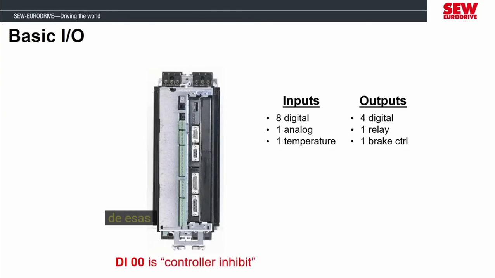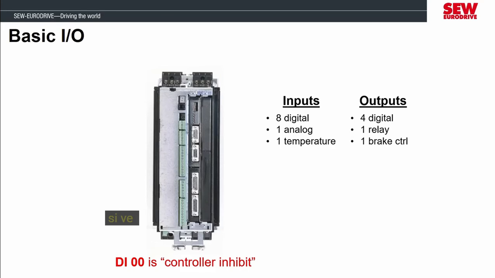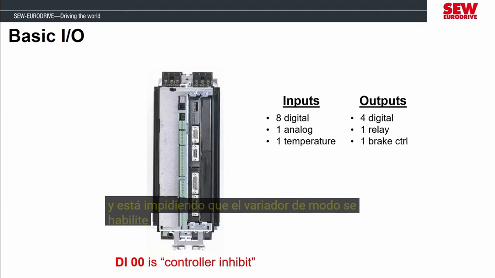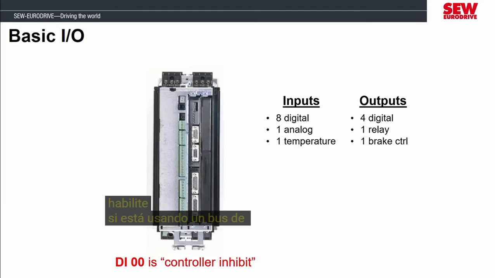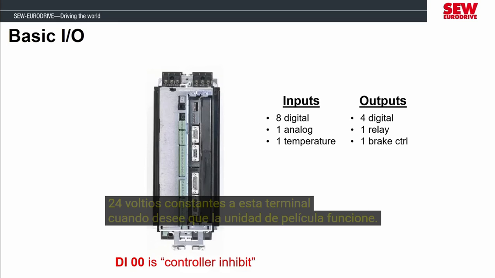Of those digital inputs, one of those is named DI00. This is permanently assigned to controller inhibit. This prevents the MOVIDRIVE from enabling somewhat like the STO circuit, but it operates on a different control principle. If you see a solid number 1 on the 7-segment display, this means the inhibit terminal doesn't have voltage and it's keeping the MOVIDRIVE from enabling. Whether you're using a field bus to control the MOVIDRIVE or just the inputs, you'll need to find a way in your circuit design to get constant 24 volts to this terminal when you want the MOVIDRIVE to operate.